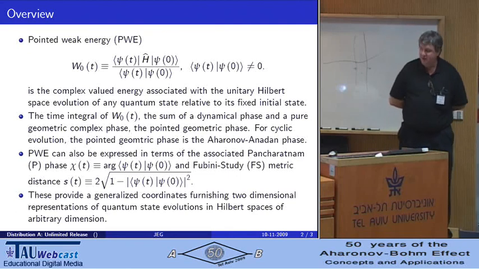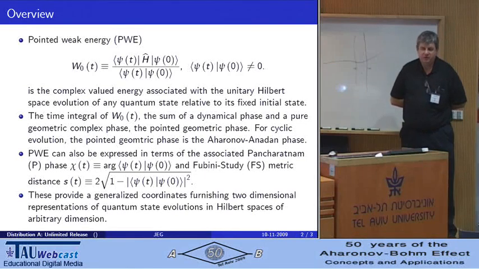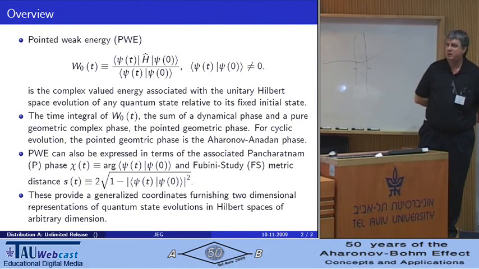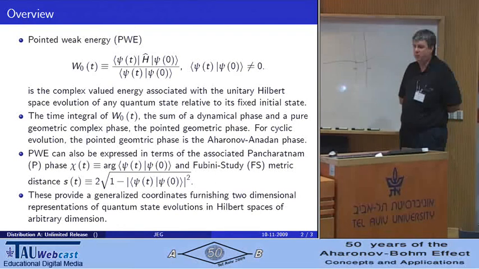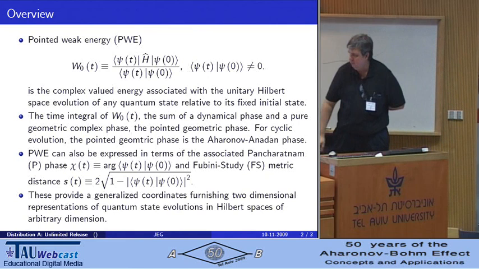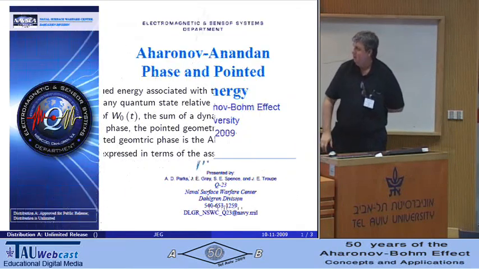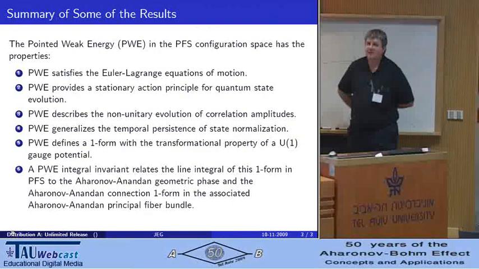And pointed weak energy can be expressed in terms of the associated Pontryagin phase, chi, and a Fubini-Study metric, the distance that was introduced in one of Aharonov-Anandan's papers in the late 80s. These provide a general set of coordinates that represent quantum state evolution in a Hilbert space of an arbitrary dimension.